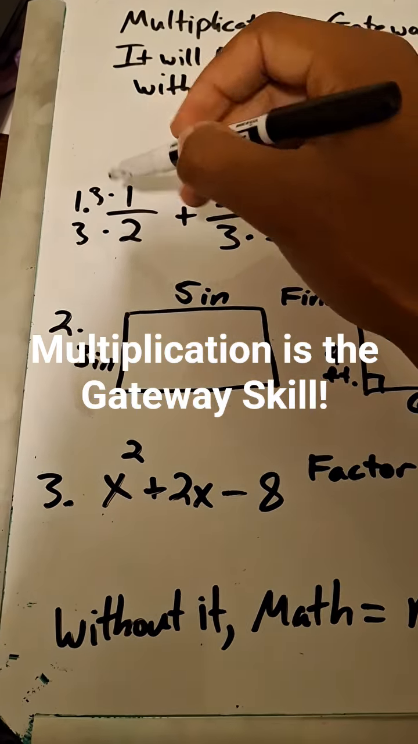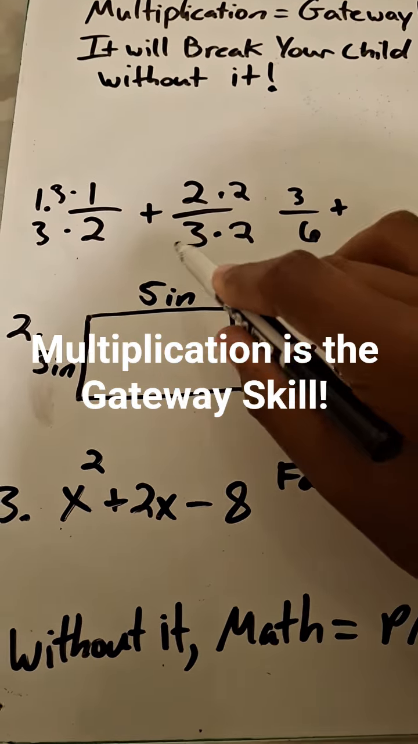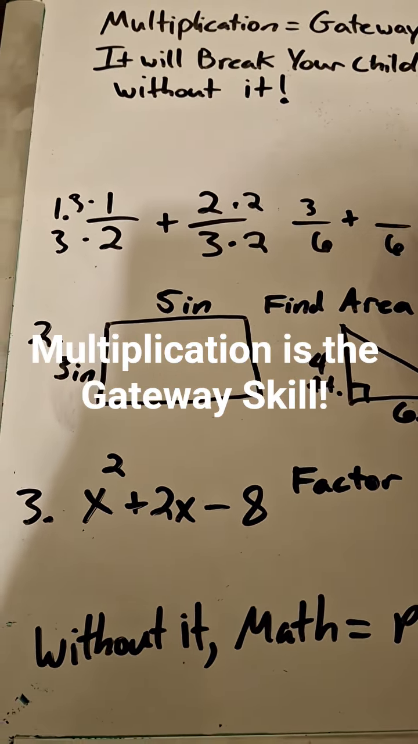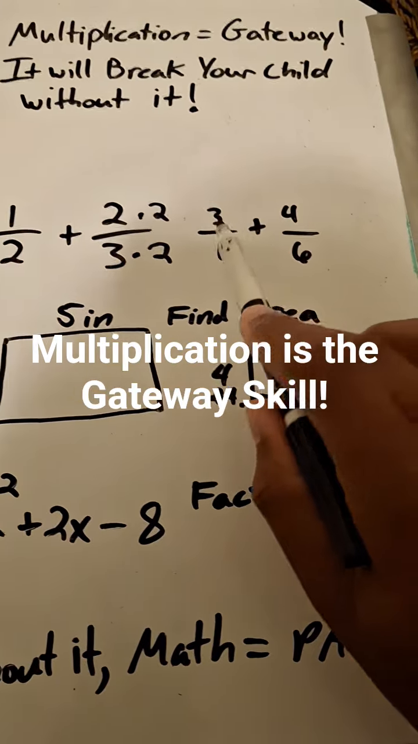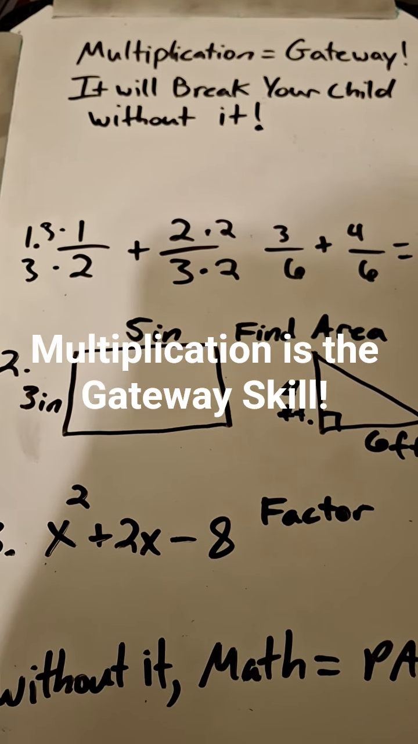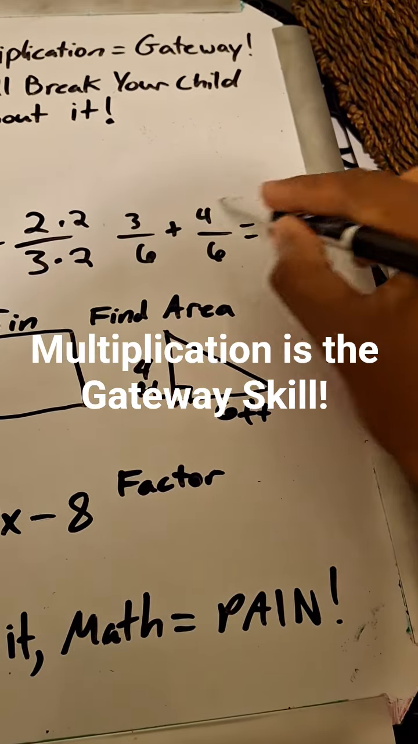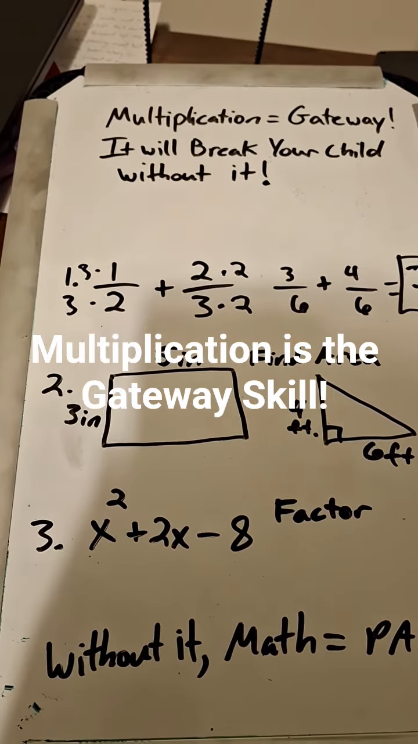3 times 2 is 6, and then you do 3 times 1 right here, which is 3. Over here, 3 times 2 again is 6. So we're going to say 6, and above it, 2 times 2 is 4. You have to set it up like this in order to be able to add the two fractions together. Now that the denominators are the same, I can keep it the same, and I can add the numerators. That's going to be 7, so it's 7 over 6. If you don't know multiplication, good luck, kid.